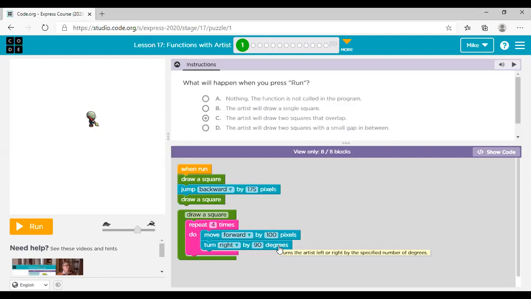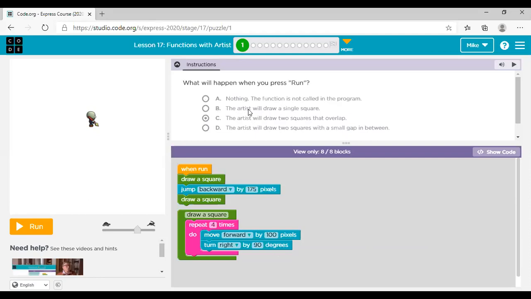Okay, that's our square. So what is going to happen if we draw a square, jump backwards by 175, and draw another square? Are we going to A, nothing's going to happen? The function is not called in the program.